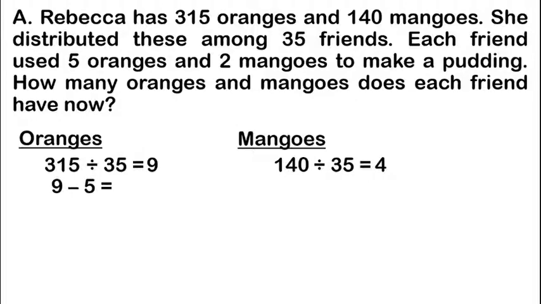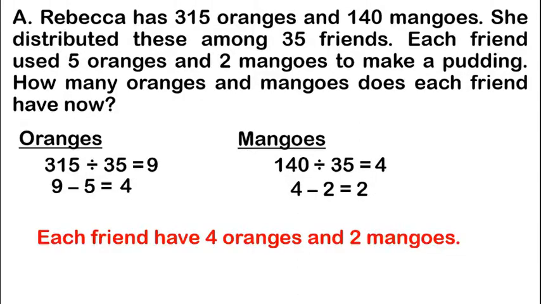So 9 minus 5, we got 4. And the mangoes, they used 2 mangoes. So we just need to subtract, 4 minus 2, the remaining is 2. So we can see that each friend is left with 4 oranges and 2 mangoes.